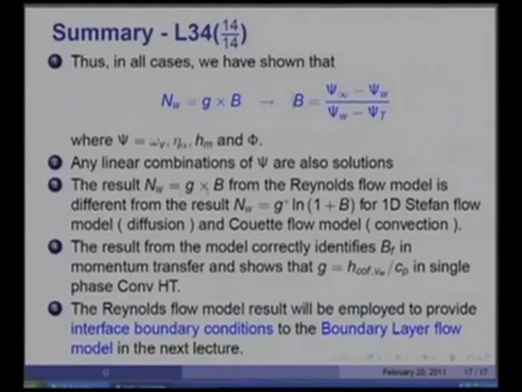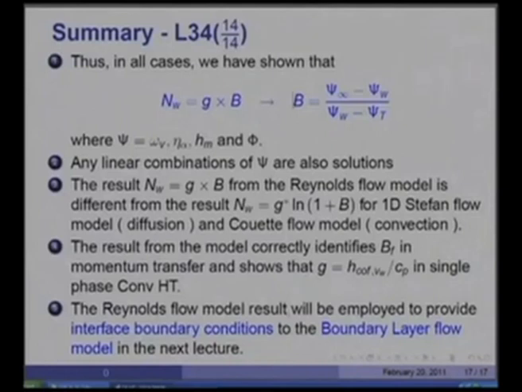The result NW equal to G B from the Reynolds flow model is different from the result NW equal to G star ln(1 plus B) from the 1D Stefan flow model, which was essentially a diffusion model, and the curved flow model. Both of them had logarithmic form, whereas here it is G into B, much more like an Ohm's law type of model. The result from the model correctly identifies BF in momentum transfer and shows that G would be equal to h Cof VW by Cp in single phase convective heat transfer.